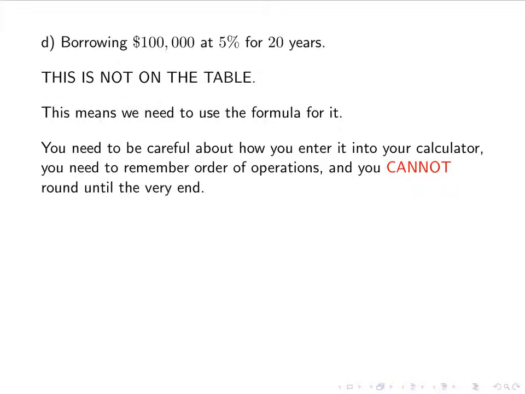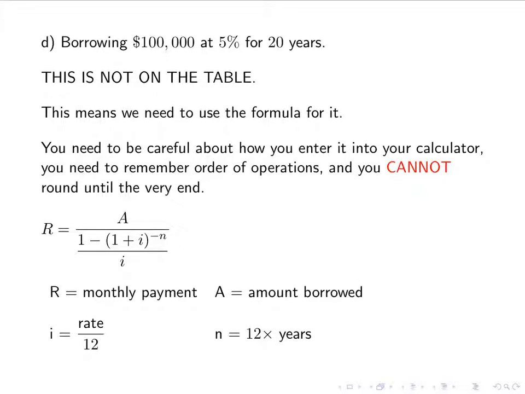You want to make use of the answer button if you have it. And if you don't have an answer button, it's usually located in the bottom right of your calculator. If you don't have it, I'll tell you how to get around it. So here's the formula. R equals A divided by 1 minus 1 plus I to the negative n over I.